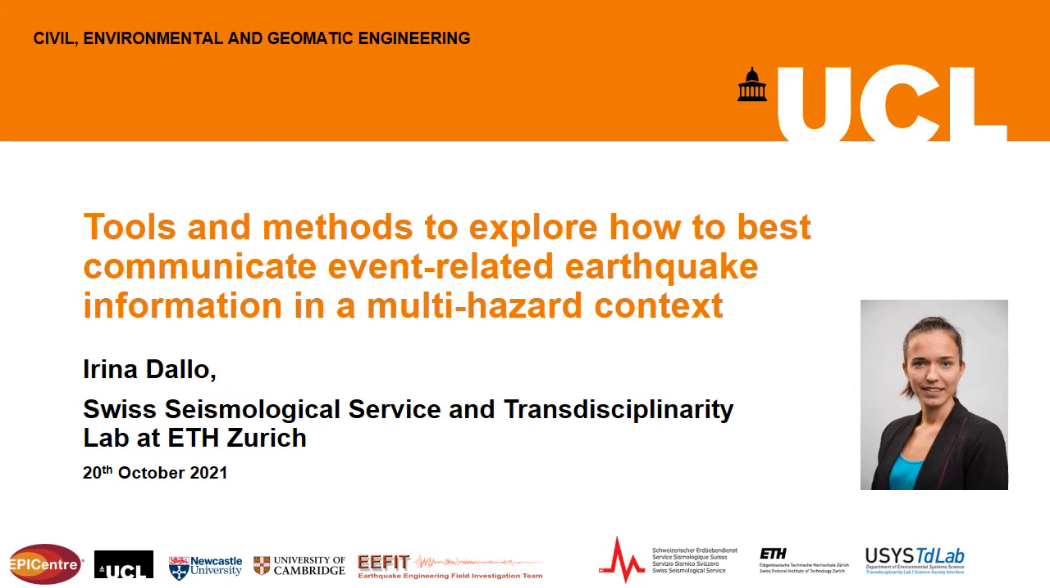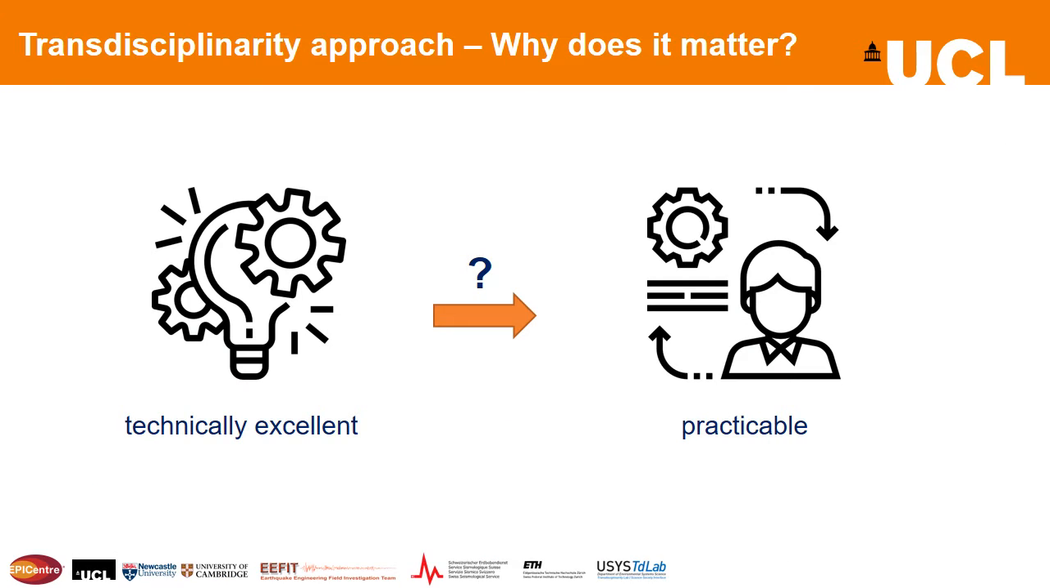Our research approach is transdisciplinary. This means that we do not only involve experts from different fields, but we also collaborate with stakeholders from the society. But why is transdisciplinary research needed? Our answer is because a solution can be technically excellent, but if it does not fulfill the needs of the end user, it may not be practicable. Therefore, transdisciplinary research approaches are needed.